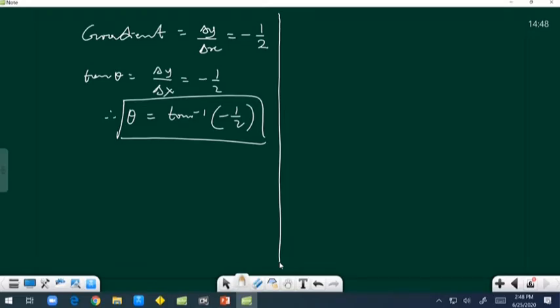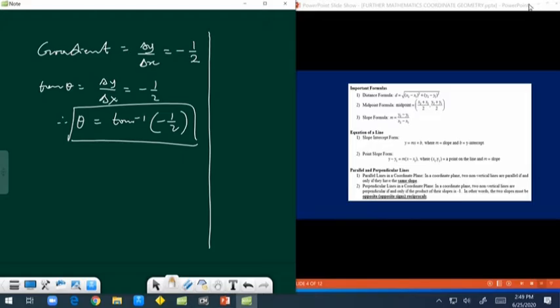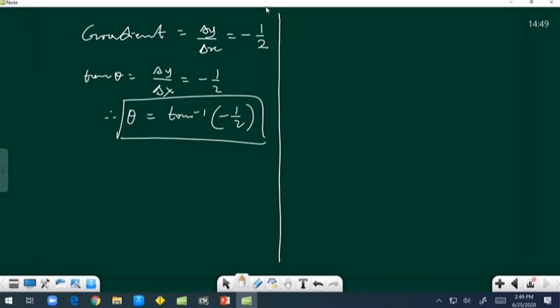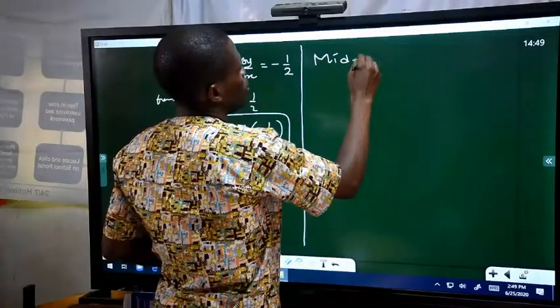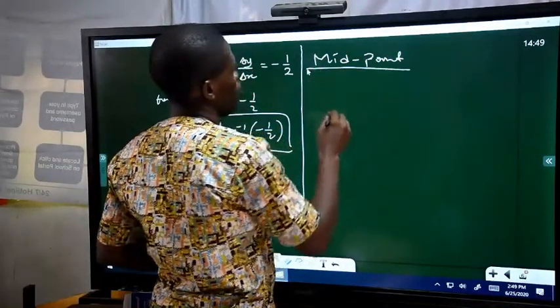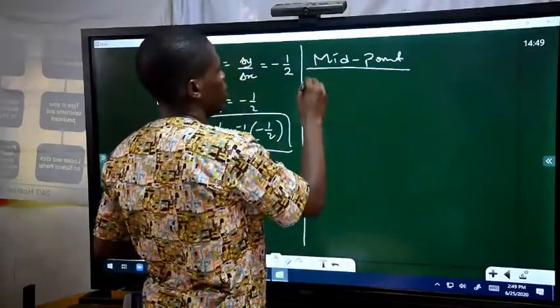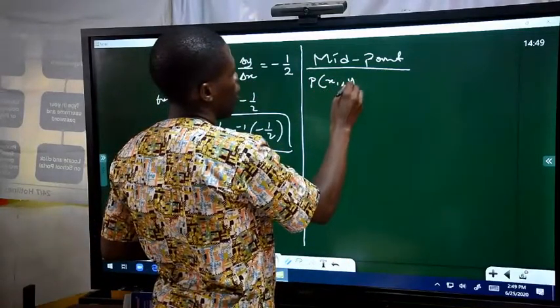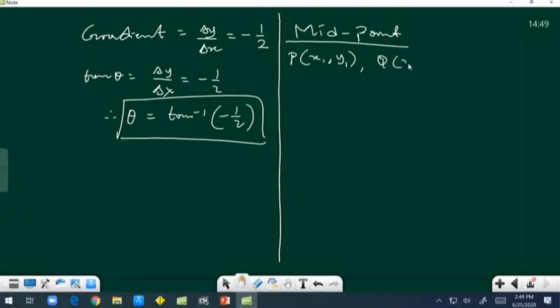We want to look at other aspects. Here we are going to look at what we call the midpoint. The midpoint is more or less known as the center of a line, or the center between 2 points in the xy plane. Now when we look at the midpoint, how do we find the midpoint between 2 points? Let's consider 2 points, P as (x1, y1) and Q as (x2, y2). How do you find the midpoint?